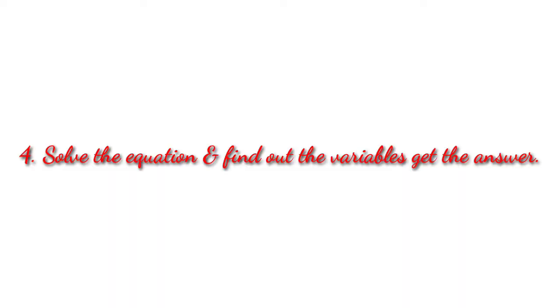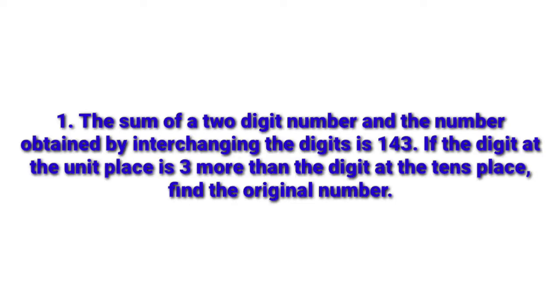So let's proceed further and go to question number 1 of problem set number 1. Question number 1. The sum of a two-digit number and the number obtained by interchanging the digits is 143. If the digit at units place is 3 more than the digit at tens place, find the original number.